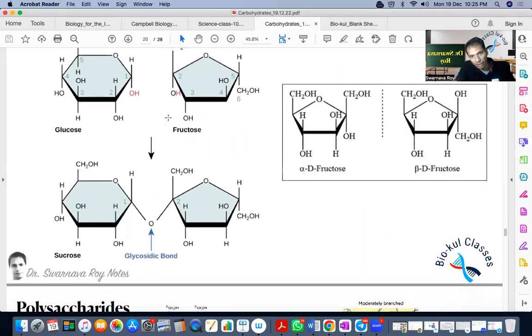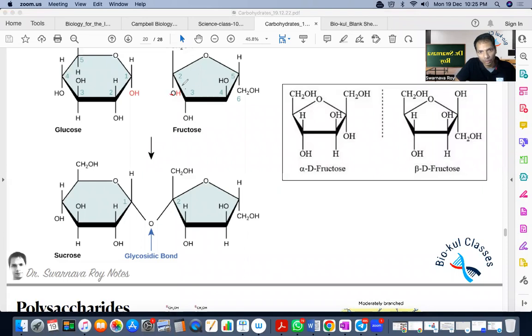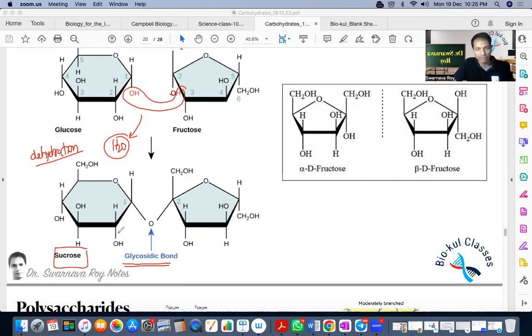So when they join together, you see this OH and H, so I can draw it like this. This whole thing escapes as water. This is called a dehydration reaction. And this dehydration reaction forms a bond called the glycosidic bond, right? So this is now sucrose, which is a disaccharide.